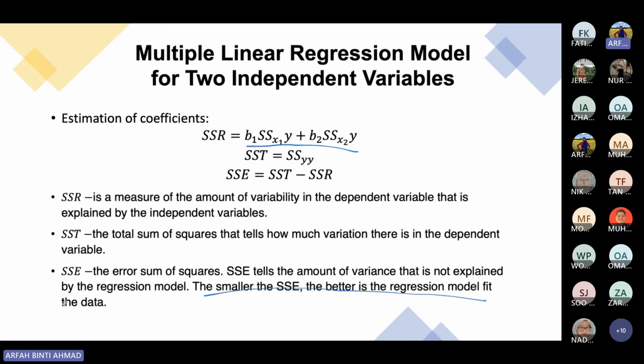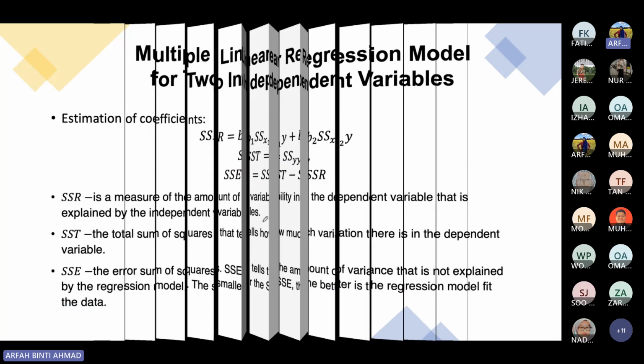Okay, so the best fit, how we can determine that the regression model that we get is the best fit to the data, is by using the sum squared of error. So to get SSE, we have to find SST and also SSR from here. And you can get all of these values directly from Microsoft Excel as well.